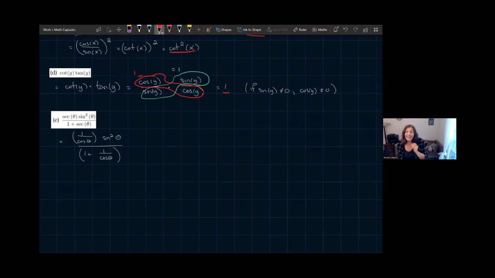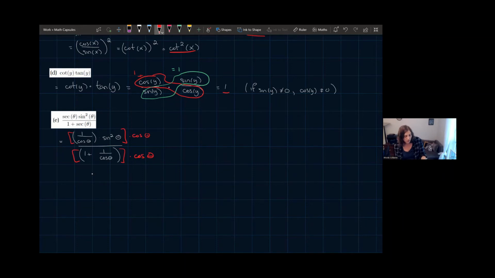Now me, I don't like fractions within fractions. So if I see that I have a fraction inside of a fraction, I immediately try to get rid of it. How would I get rid of it here? Well, my common denominator is cosine. I'm going to multiply everything by cosine to get rid of those extra fractions. So my whole numerator gets multiplied by cosine, and my whole denominator gets multiplied by cosine.